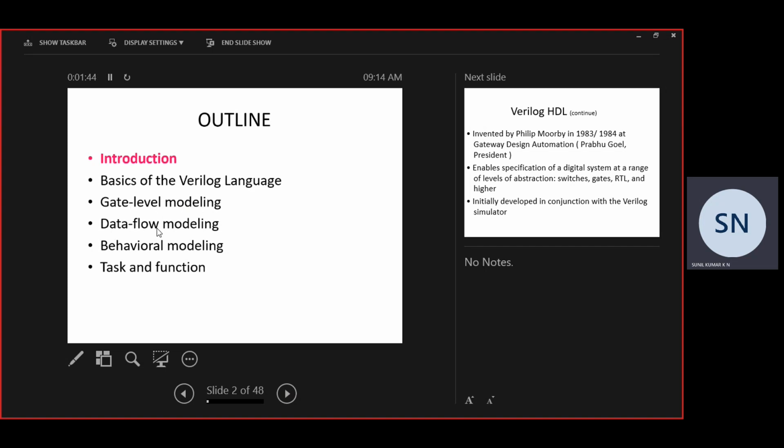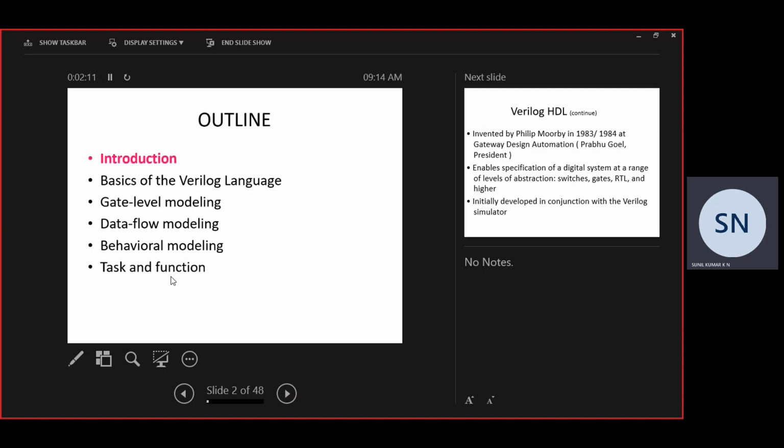Data flow modeling means you represent the same hardware using expressions. Then there is behavioral modeling, which is a top level modeling of any digital circuit. It is based upon the behavior, without knowing exactly the hardware structure. If you are able to describe hardware that way, that type of modeling style is called behavioral modeling.